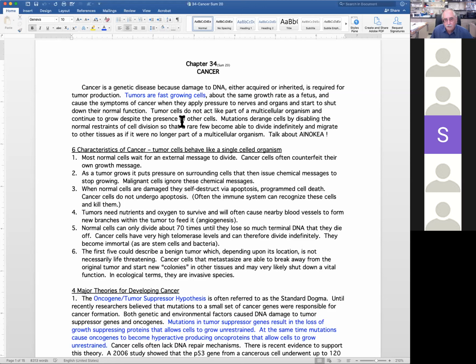they do not respect the presence of other cells. Like I was saying about stem cells, when you grow them in culture, they grow to what's called confluence. They grow right up against each other, and then they stop multiplying. Well, cancer cells just ignore them and keep multiplying.